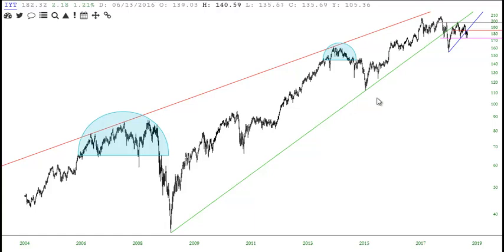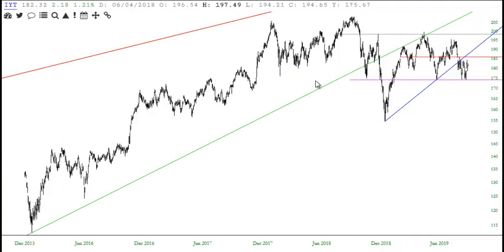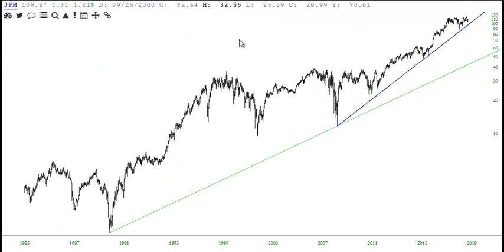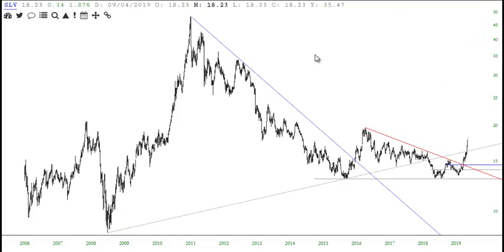Here's IYT, a couple of different lines here, showing critical areas of support and resistance. As of this recording, this supporting trend line has been broken as well. JP Morgan, long-term and a shorter term ascending trend line.